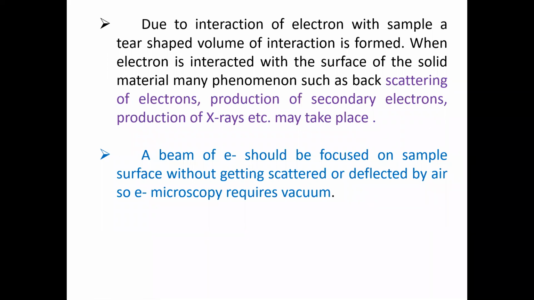So electron microscopy requires vacuum. This is very important. If you use electron microscopy, the path of your electron beam should be vacuum, because due to the air there is a possibility your electrons may be scattered or deflected. So it is very necessary that the path of your electron beam should be vacuum.